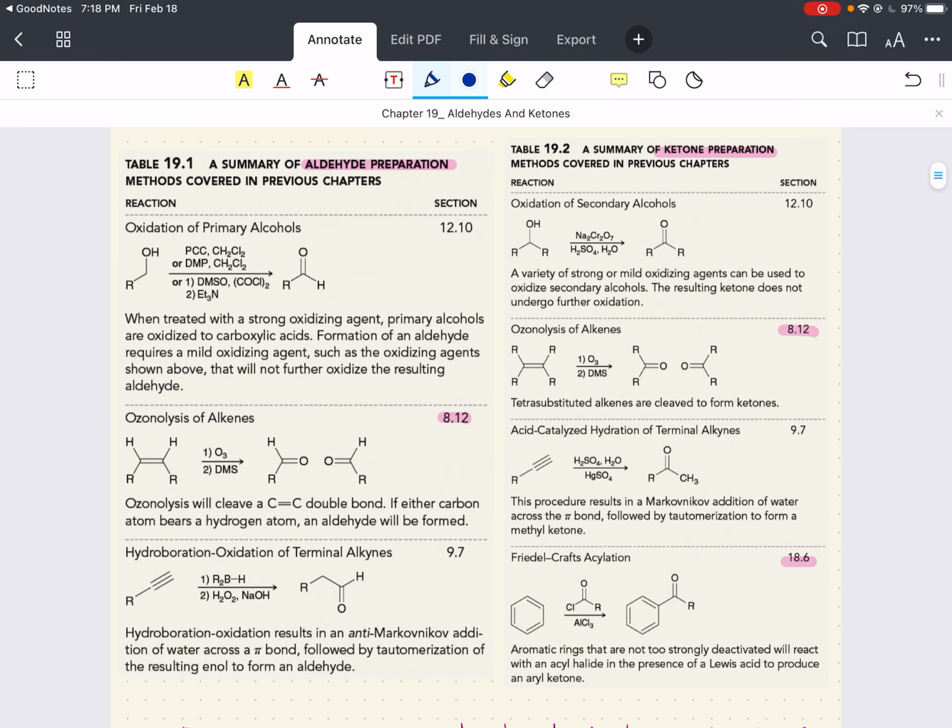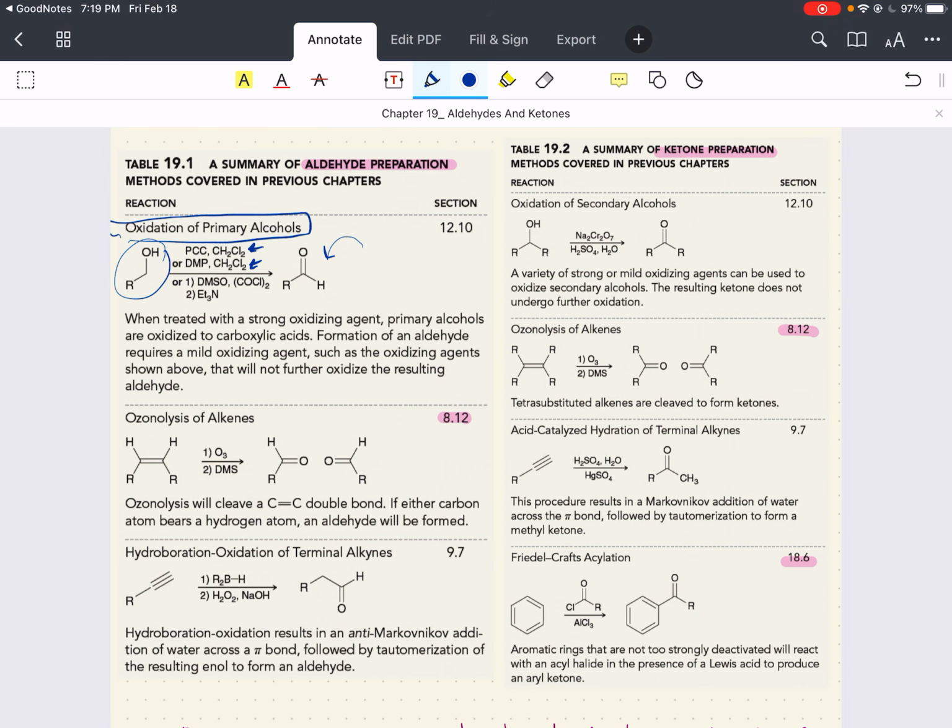There are several ways we can prepare aldehydes. We can prepare aldehydes through the oxidation of primary alcohols. When treated with a strong oxidizing reagent, the primary alcohols are going to be oxidized to carboxylic acids. Any one of these reagents listed here will accomplish this, as they will not further oxidize the aldehyde.